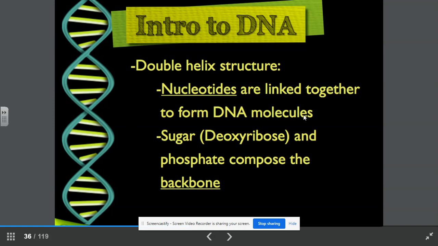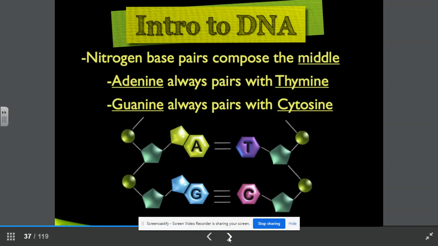This double helix structure basically has nucleotides linked together to form DNA molecules. Sugar, which is deoxyribose, and phosphate compose the backbone. Nitrogen-base pairs compose the middle. Adenine always pairs with thymine. Guanine always pairs with cytosine. This will make more sense when we get into our chemistry unit in a few months. But for now, just know that adenine is always with thymine. Guanine is always with cytosine.